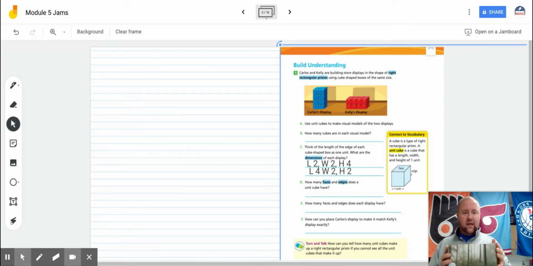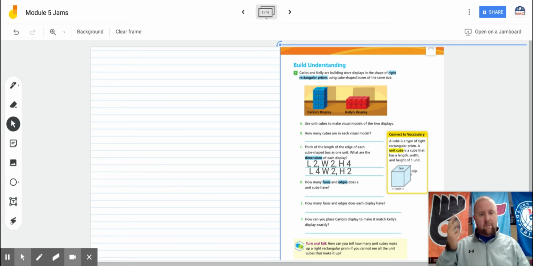And I always call it like an edge because if this was something where somebody was walking on it, and you'd get to the edge and you would stop, because if you went over the edge, you would fall. It's just like a mental idea for me to remember the vocabulary for a unit cube. So the question is, how many faces and edges does a unit cube have?